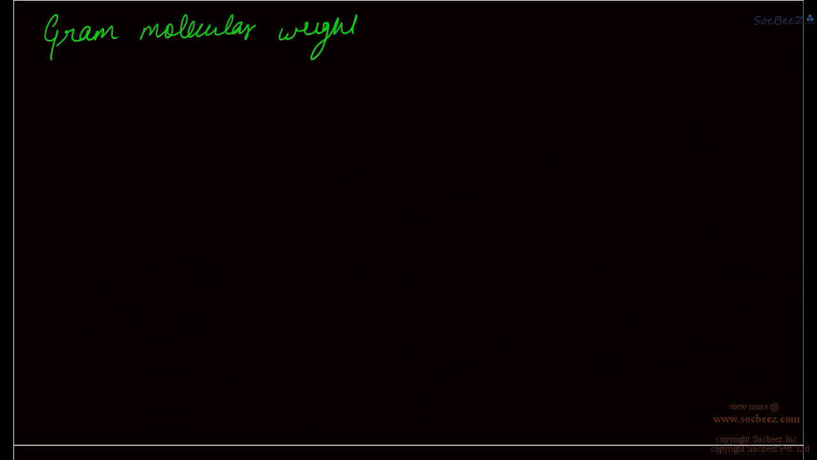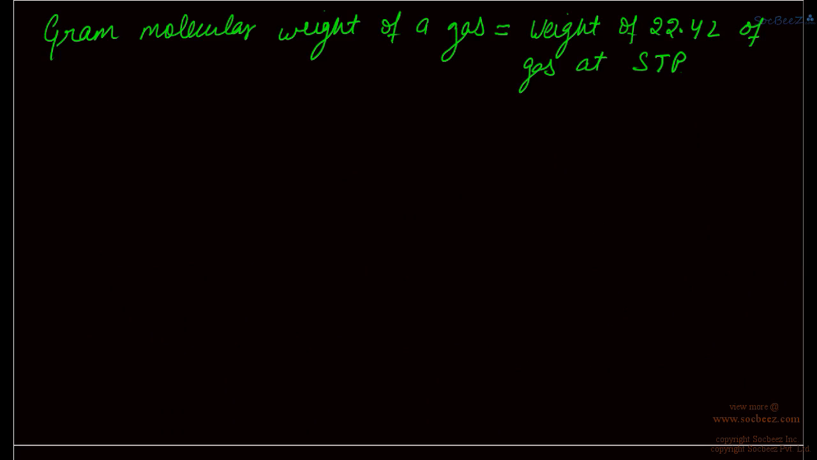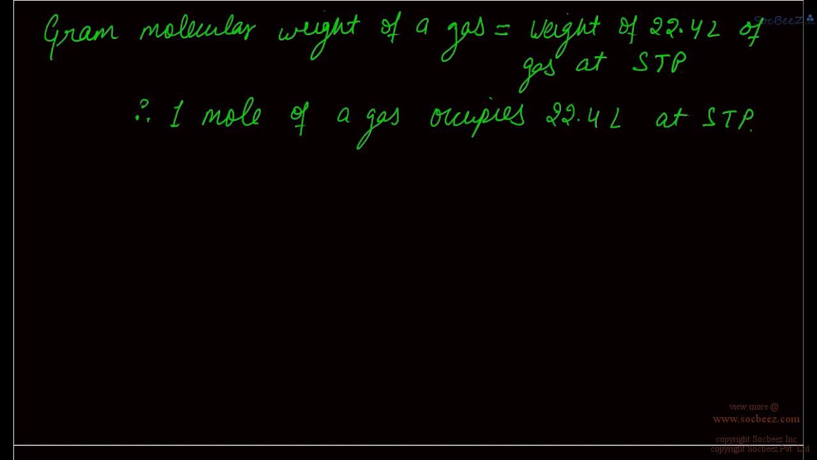Okay. Now, gram molecular weight of a gas equals weight of 22.4 liter of gas at STP, that is standard temperature and pressure. Hence we can say that 1 mole of a gas occupies 22.4 liter volume at STP.